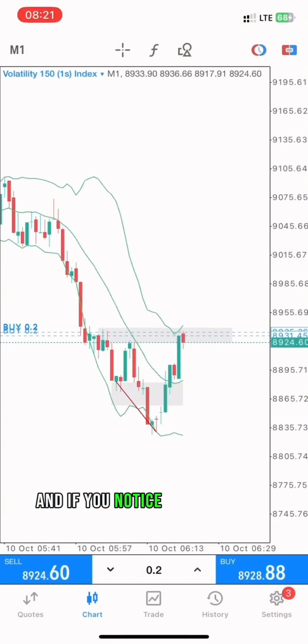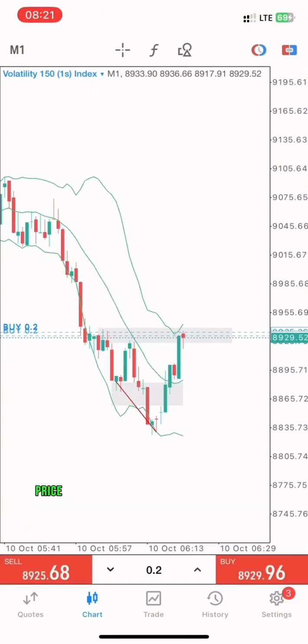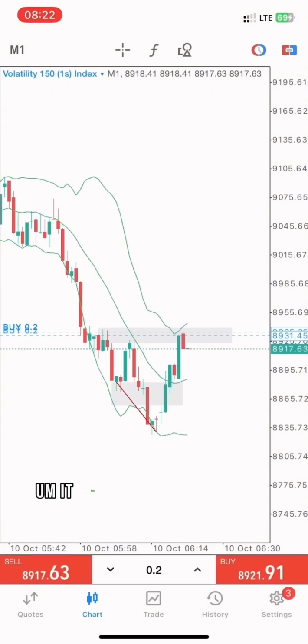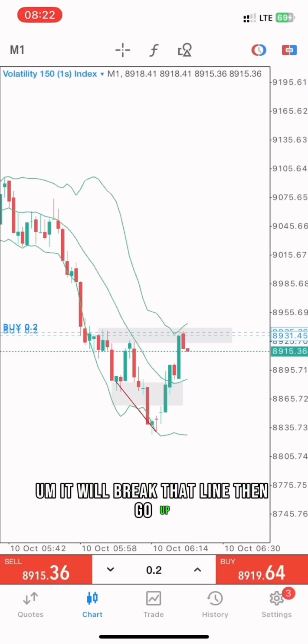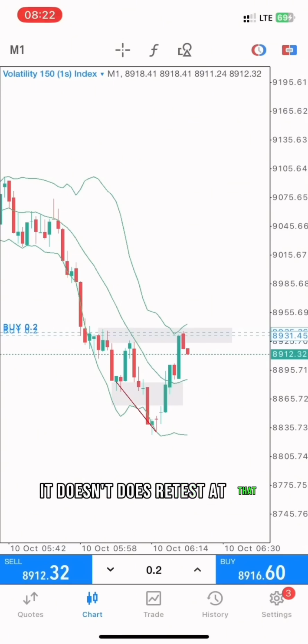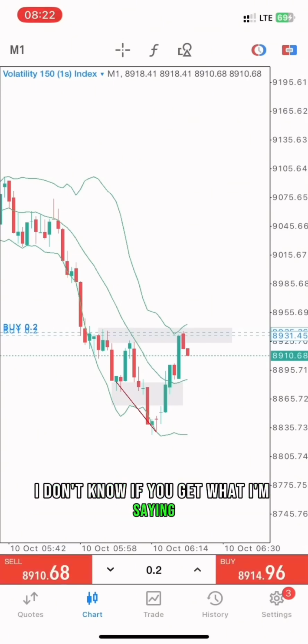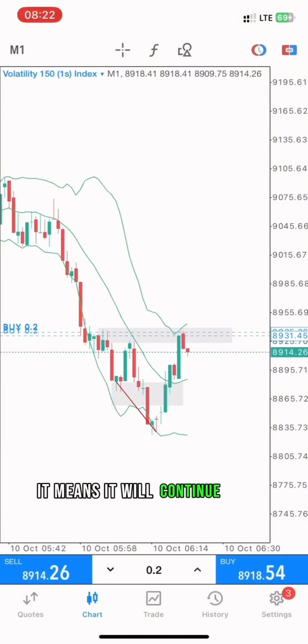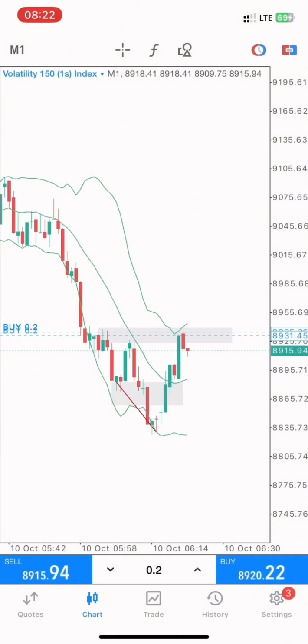And if you notice that when the price comes to touch the area of confluence, it will break that line, then go up, then it will come back to retest. It doesn't just retest at that moment. I don't know if you get what I'm saying, but if it does retest, it means it will continue going up with the momentum.